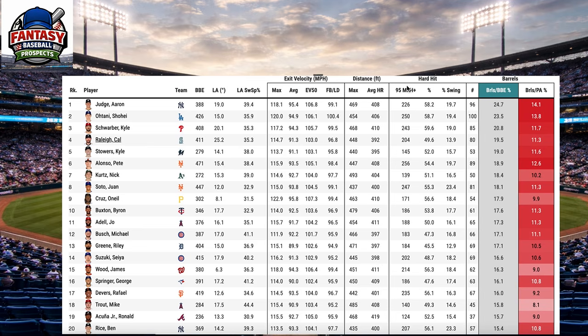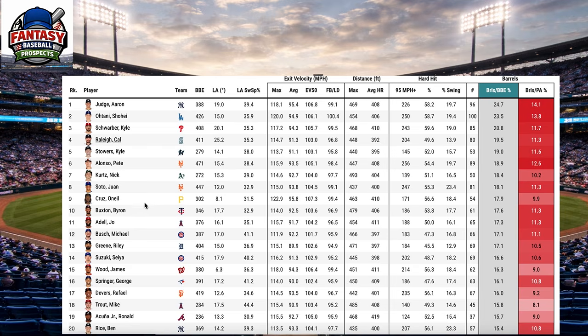So that's why these guys are outliers in both performance, and then you can see here even Nick Kurtz popping up in here. He didn't have as many barrels, only 50 last year, because he didn't get as many plate appearances, but his barrels per batted ball event is actually quite high, and that's why I'm really interested in someone like him as well.